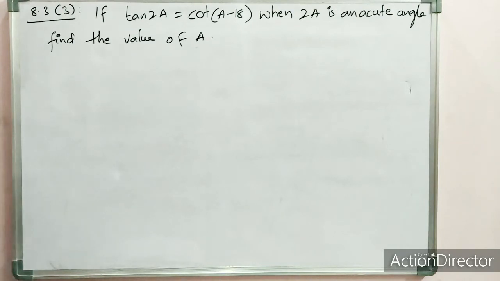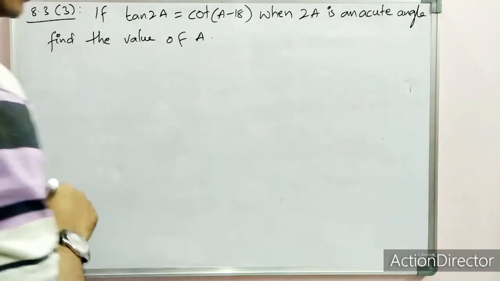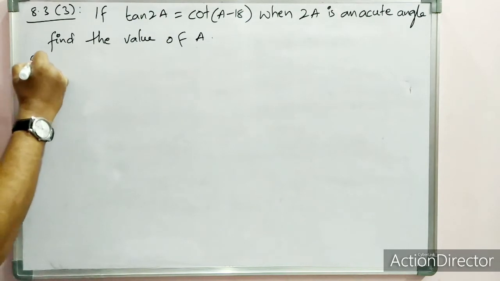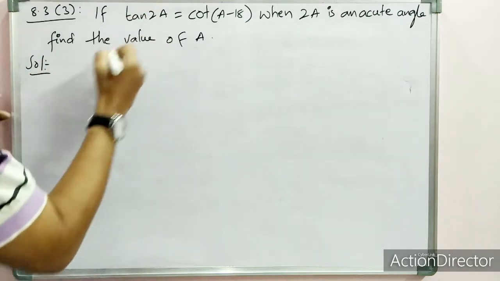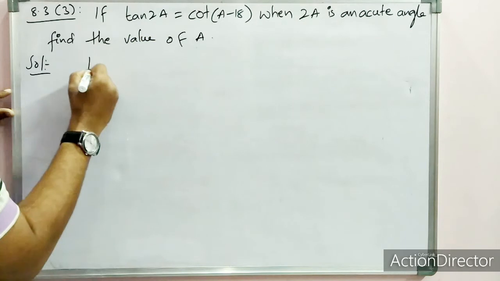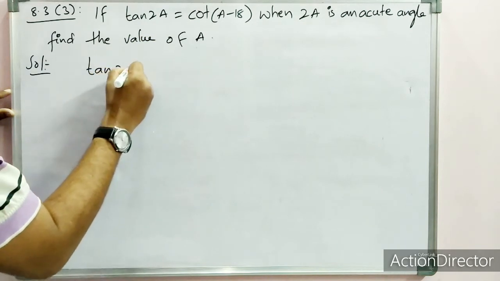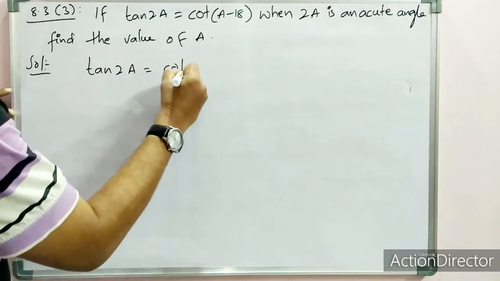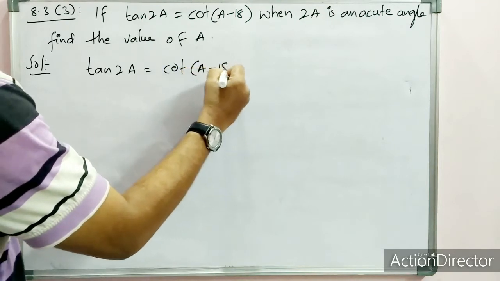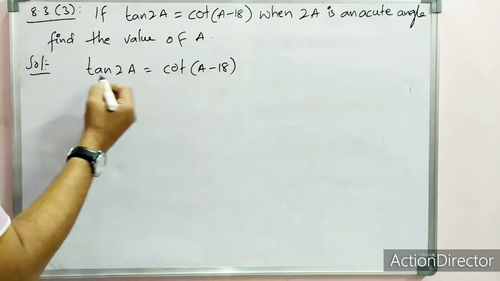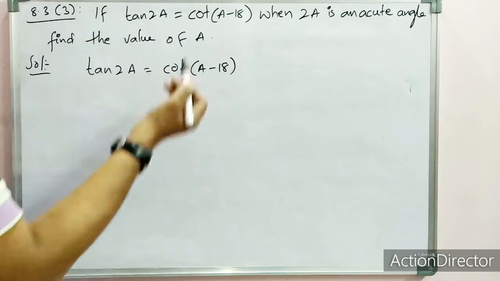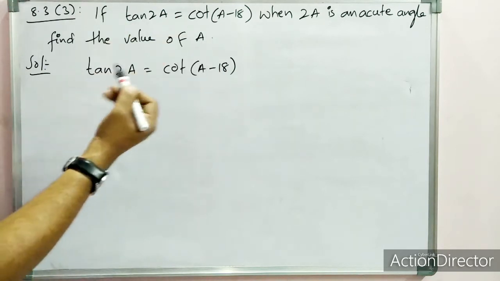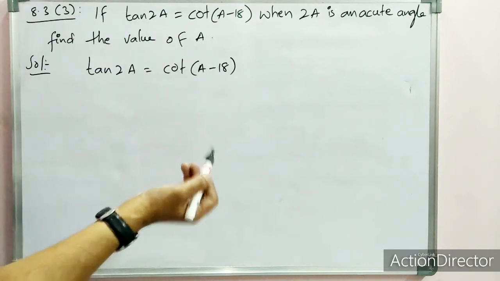Now the third question is: if tan 2a is equal to cot (a minus 18), where 2a is an acute angle, meaning less than 90 degrees, then find the value of a. It is very easy, complementary angle. The given condition is tan 2a equals cot (a minus 18). Now write tan in terms of cot, or cot in terms of tan, which is easy, you just follow.